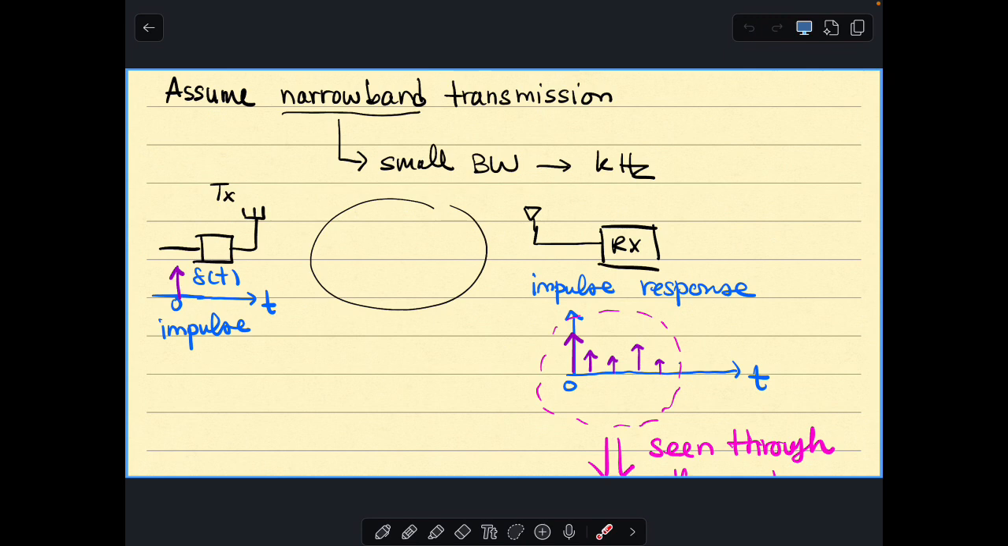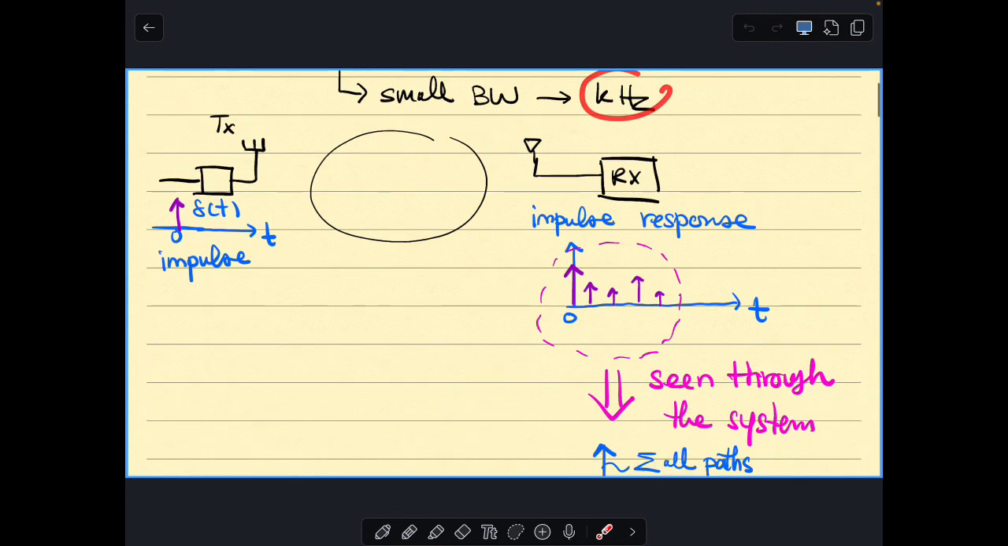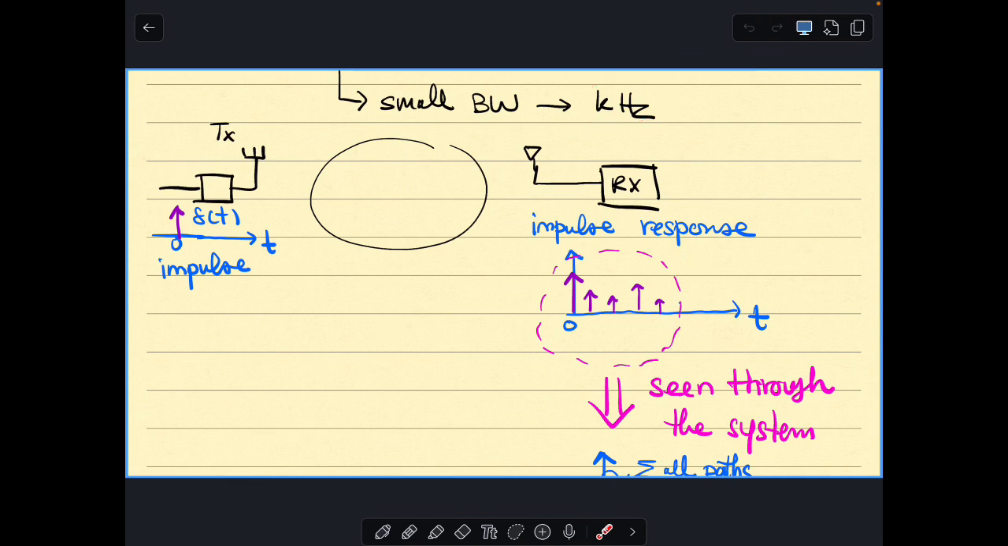If I say wideband transmissions, then I refer to the transmission with bandwidth in terms of megahertz, but this one is in terms of kilohertz. So remember from last time, we can think of the channels as a system, a linear system actually. So we can take a look at the impulse response of this system of these channels.